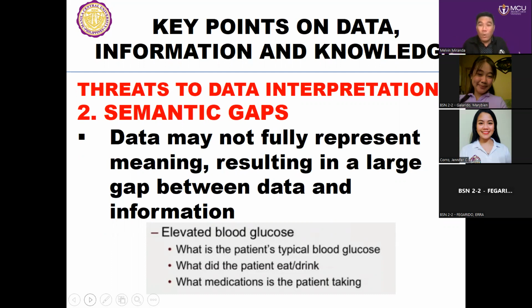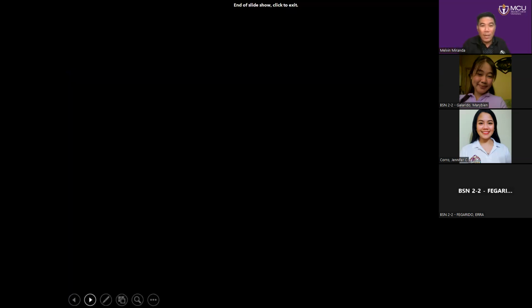We are more focused on knowing the related and appropriate questions to ask in order to gather the specific data. As health professionals, we ask: your blood glucose is high, are you diabetic? What did you last eat? Was it high in sugar content? What is your usual blood glucose level? And what medication? Because these are the things that can trigger an increased blood sugar level.